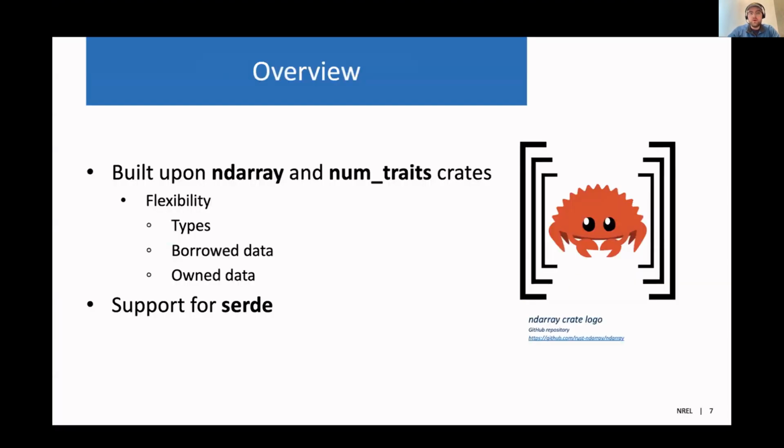So ninterp is built upon ndarray and the num-traits crates. It's effectively an extension of ndarray, but these crates give us a great deal of flexibility in the type of data we're interpolating over. And ndarray has some interesting features on working on borrowed data and owned data, so your data doesn't even have to live within the type you're using. And of course, ndarray has support for Serde, so that propagates up to ninterp.